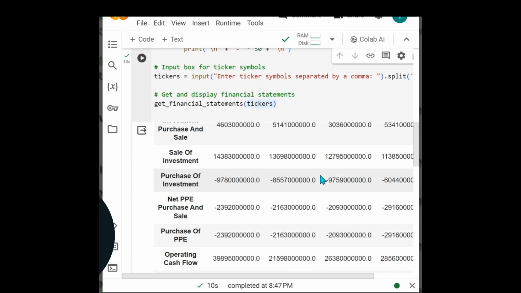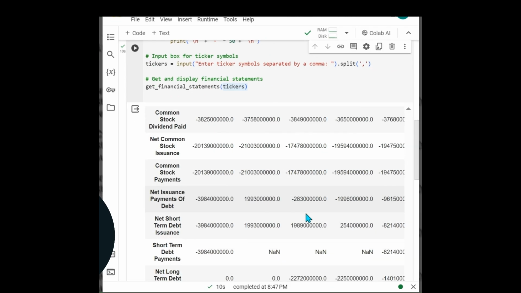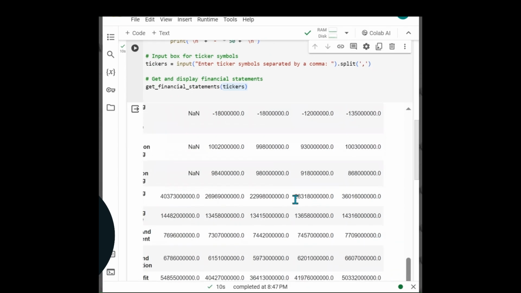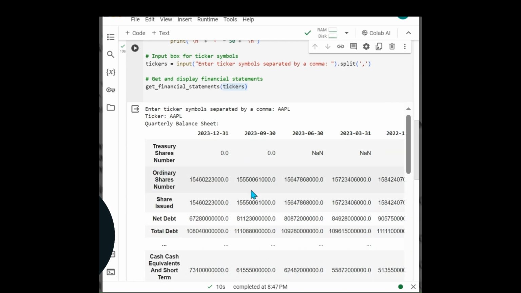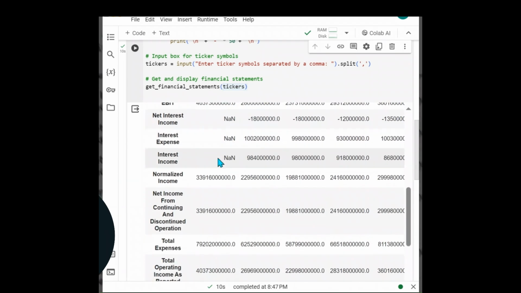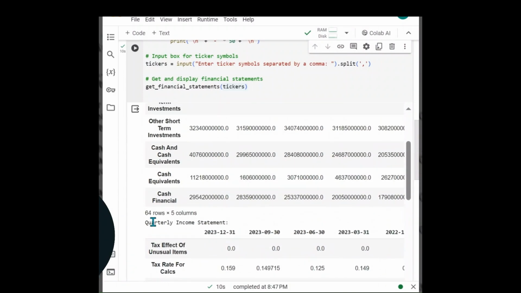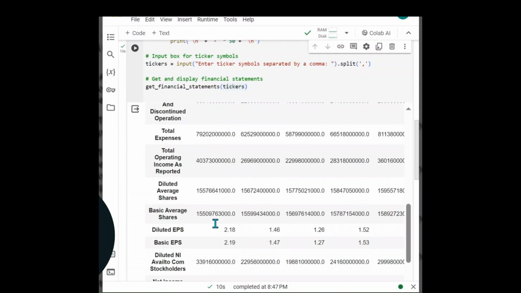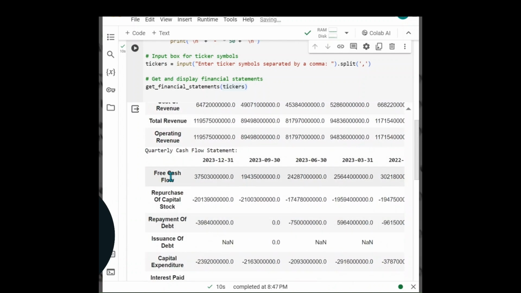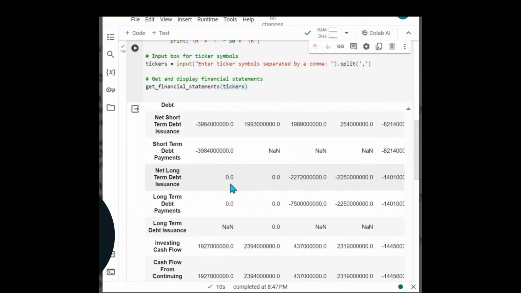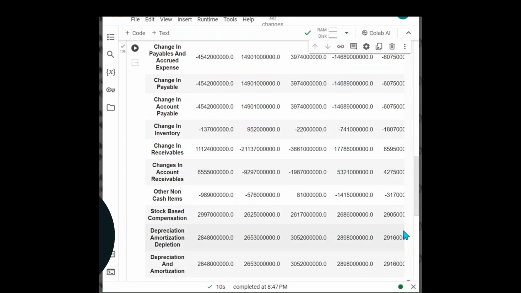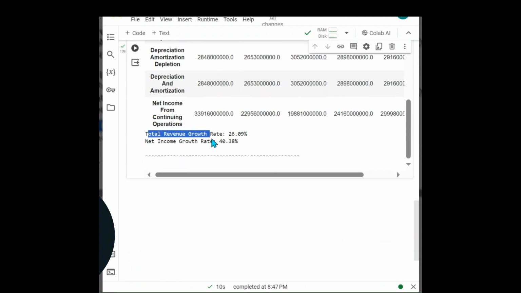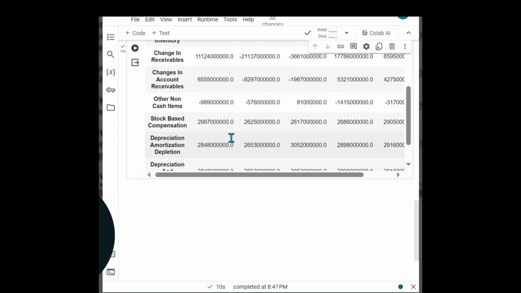We're going to scroll down here, and we are going to see that here are financial statements, and then we have it in a quarterly time frame. Same thing with our income statement, as well as our cash flow statement. And then underneath these tables, we are going to see our calculations for our total revenue growth rate and our net income growth rate going back 3 quarters to current.